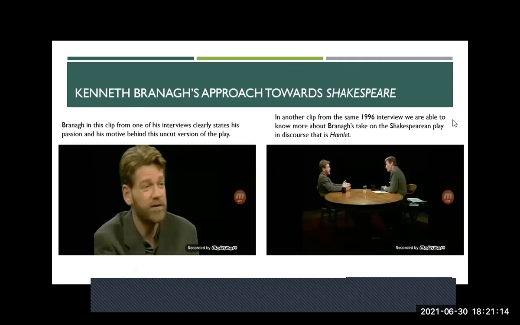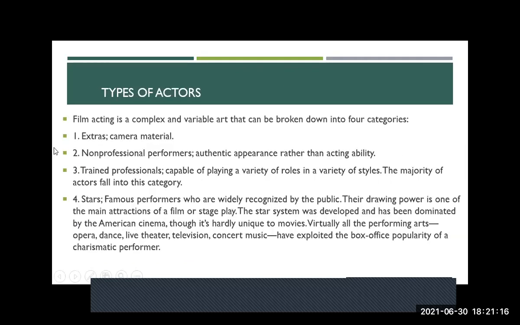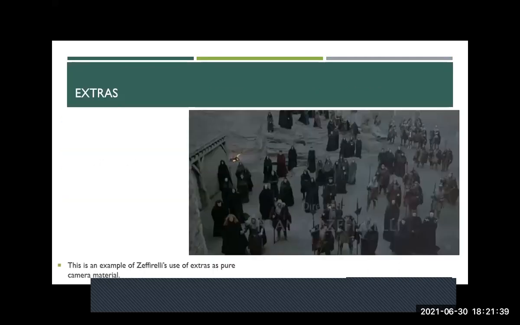There is one of the slides that gives you briefly the types of characters. One is extras, camera material that's external to what you think are characters. There are examples given in the following slides. Non-professional performers, for their authentic appearance of the characters rather than their acting capability. Then there are trained professionals, who are the majority of the actors, and there are stars. These are the famous performers.